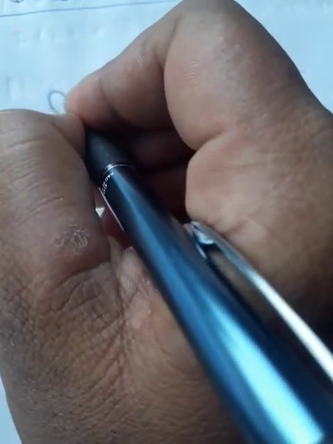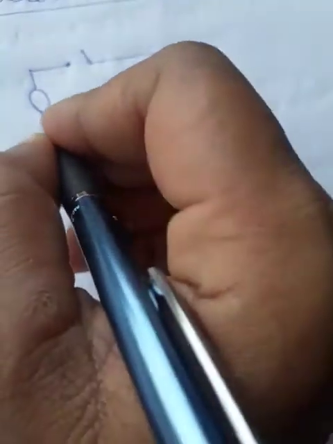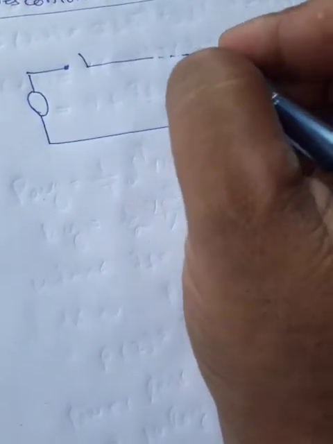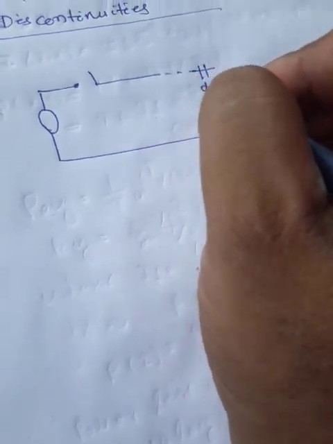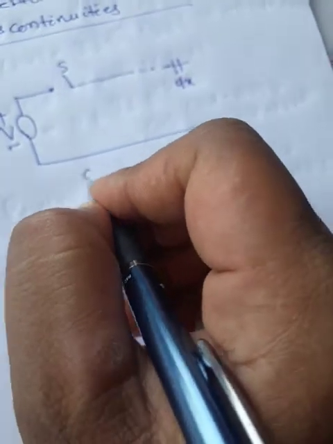Now consider an open circuit line. First consider open circuit line or open end line. So draw the equivalent circuit first for an open end line. Consider a small section at the tail end, dx, connecting switch S, voltage V. It's an open end line.